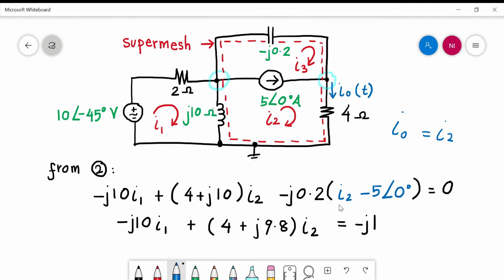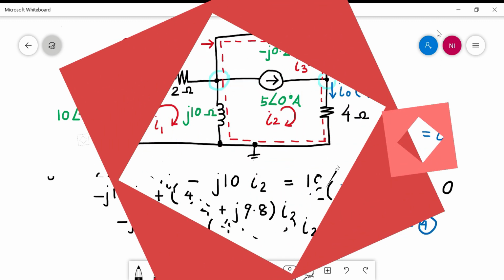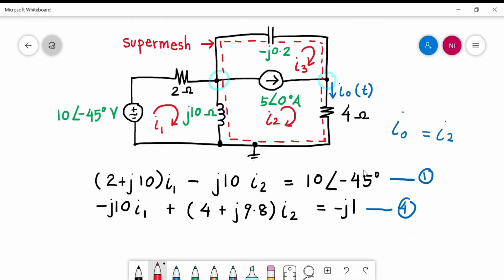From equation 2, replace the I3 here. Then the equation becomes like this. I name this equation number 4. So now we only have 2 equations. We focus on this I2 because I2 equals I0. We can use Cramer's rule to get this I2.